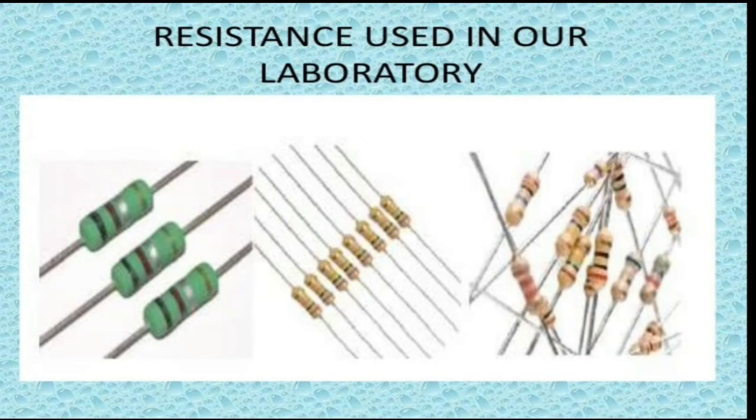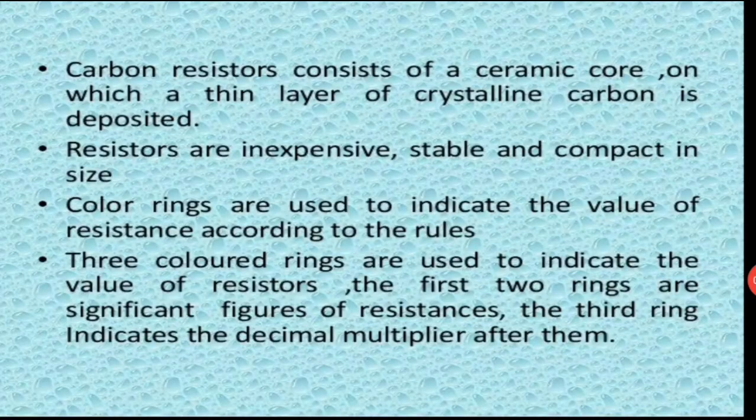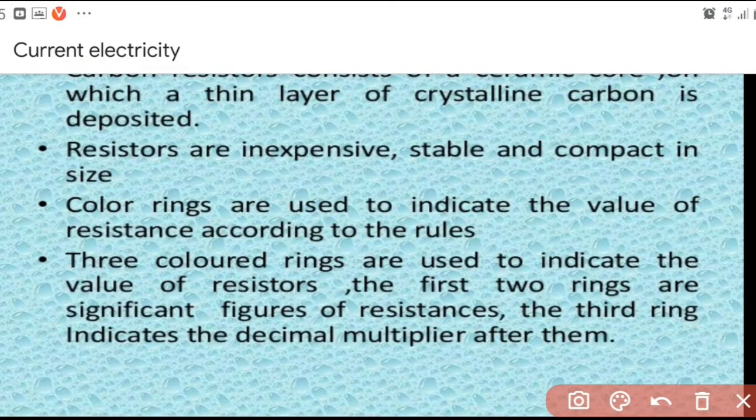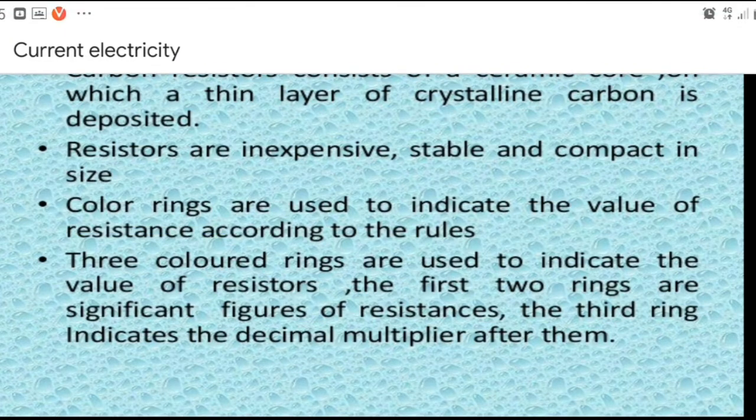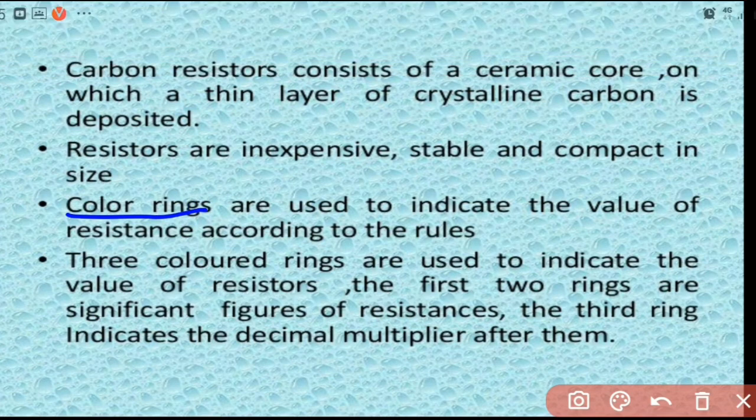That's what we are going to discuss. In carbon resistors, there are some colored rings which are used to indicate the value of resistance. So the colored rings on the carbon resistor show the value of the resistance of that particular carbon resistor. Actually, there are three colored rings to indicate the value of the resistor.